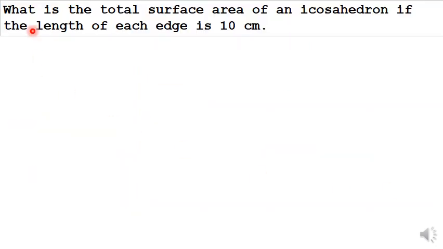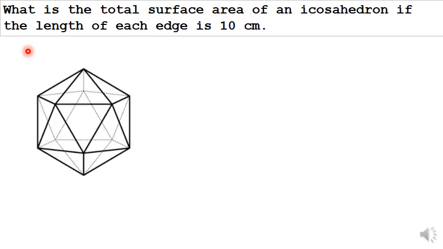Okay, let's try this. What is the total surface area of an icosahedron if the length of each edge is 10 centimeters? We are to compute the total area of the solid. This is an icosahedron. Each face is an equilateral triangle. We may compute the area of each face, which is simply the area of an equilateral triangle of length 10.